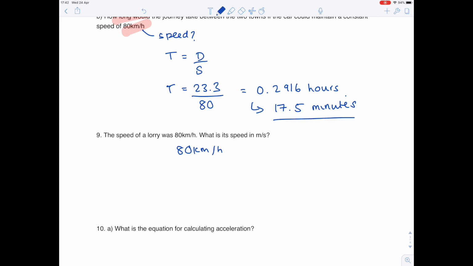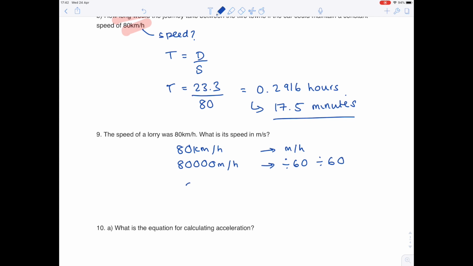So first of all, let's change that to in meters per hour. So you just need to times it by 1,000. So hopefully you can see that it would travel way more meters than it would kilometers in that time. And now we need to convert that to seconds. So in order to convert hours to seconds, you need to divide by 60 twice. The first divide by 60 takes it to minutes, the second takes it to seconds. So 80,000 divided by 60 twice is 22.2 meters per second.